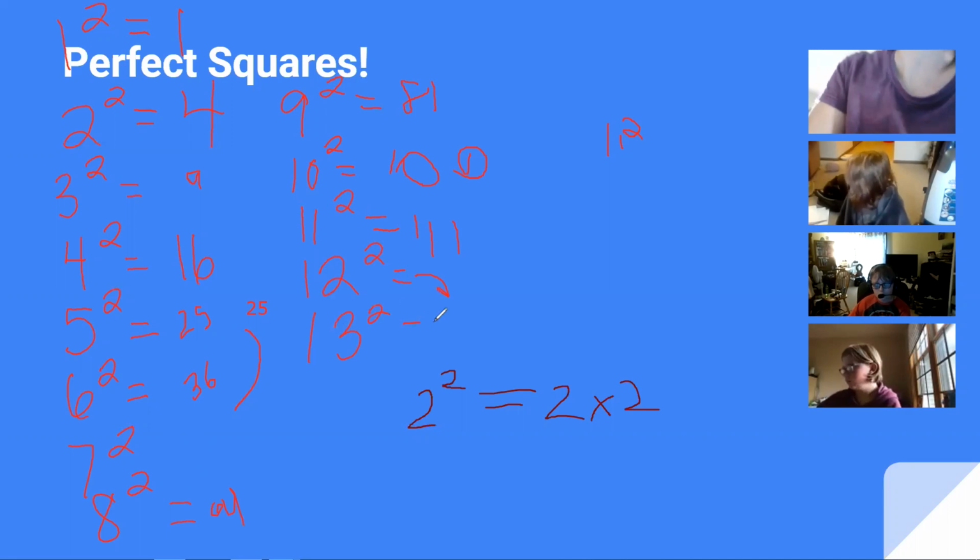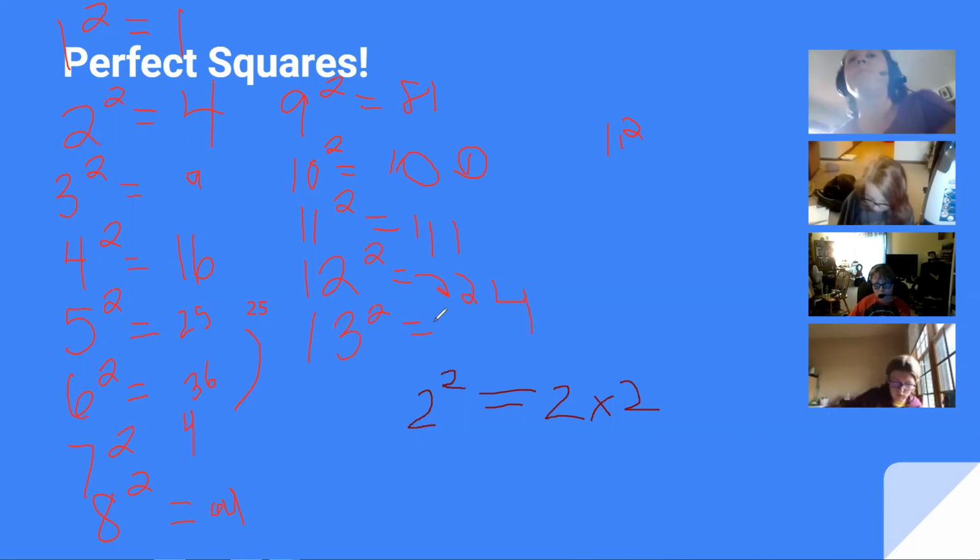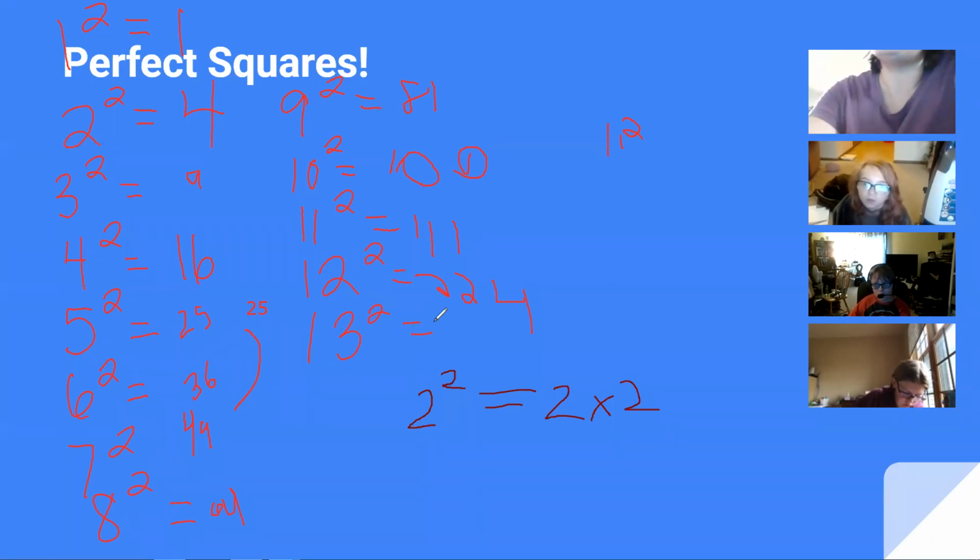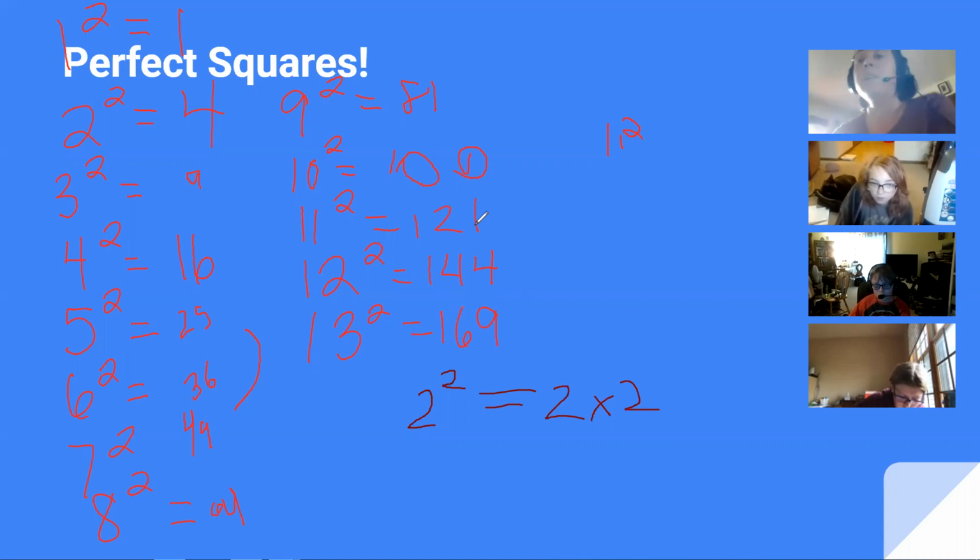These are the ones that I would like you to try and have in your brain. This one's 144. This one's 169. This one's 121. So this is a list that I would get down somewhere because it really helps you when you put numbers in simplest radical form, which is what we're doing today.